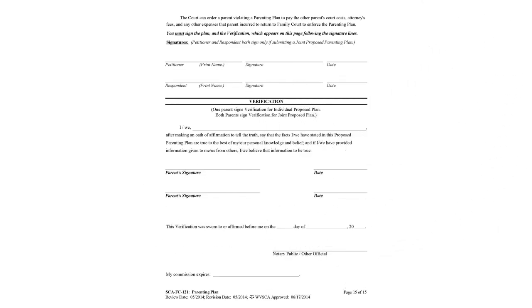We have reached the last page in the parenting plan. On this page, you will sign whether you are the petitioner or the respondent. If you're submitting this plan jointly, you will both sign. This verification must be signed in front of a notary public, and the notary will notarize the document for submission to the family court.